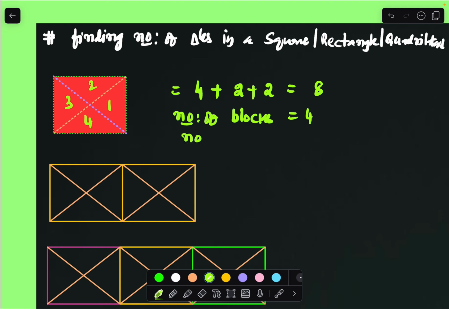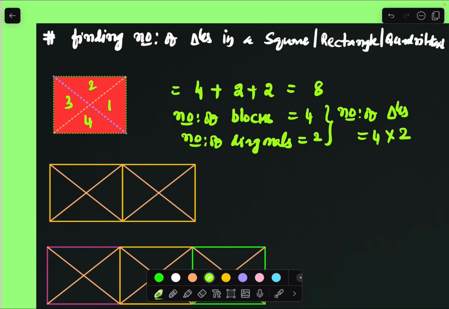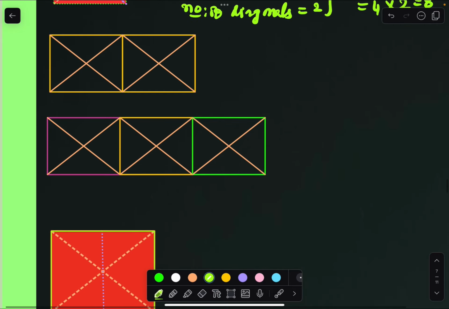4. The number of diagonals equal to how much more here? How many diagonals are there? We can check it once, right? The number of diagonals is 2, and the number of triangles equal to how much? In this type of case, the number of one unit blocks into the number of diagonals, we multiply and get 80 triangles, right? It is a generalization technique.